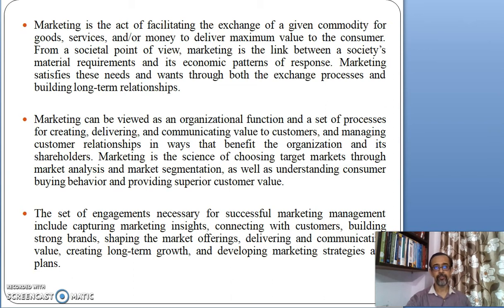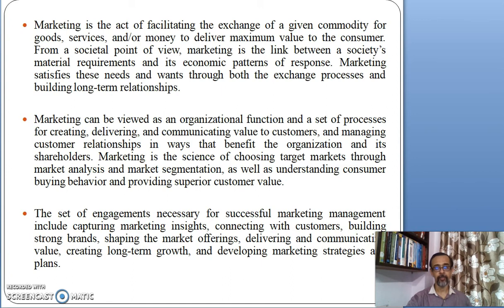It is a science of choosing target markets through market analysis and market segmentation, as well as understanding consumer buying behavior and providing superior customer value. Also, it can be summed up as the set of engagements necessary for successful marketing management, including capturing marketing insights, connecting with customers, building strong brands, shaping the market offerings, delivering and communicating value, creating long-term growth, and developing marketing strategies and plans.